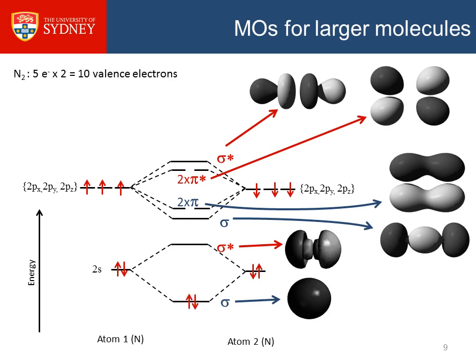As we fill the molecular orbitals, we see that we have 8 electrons in bonding orbitals, and only 2 electrons in antibonding orbitals. Therefore, the bond order for the nitrogen molecule is 3, meaning that the nitrogen molecule has a triple bond.